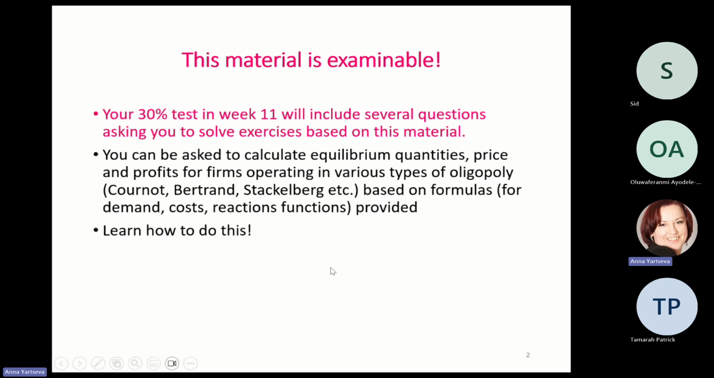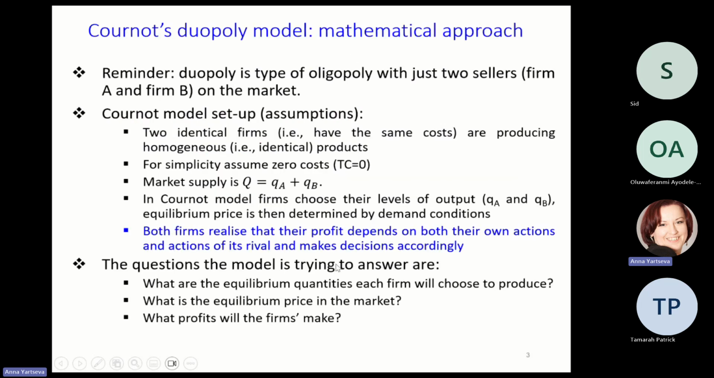So let's have a look at the process. Don't be scared. If it becomes hard, just stop me at any time. And this presentation is on Moodle, so you will always be able to come through these exercises again and just repeat step by step. So let's start with the Cournot model. It's a purely mathematical approach with no graphs.